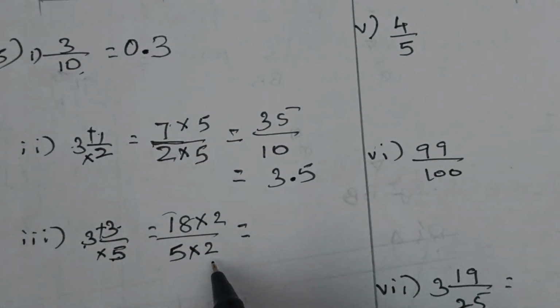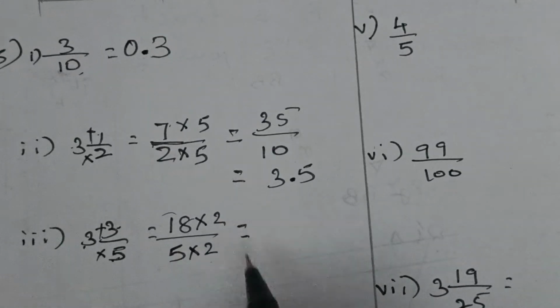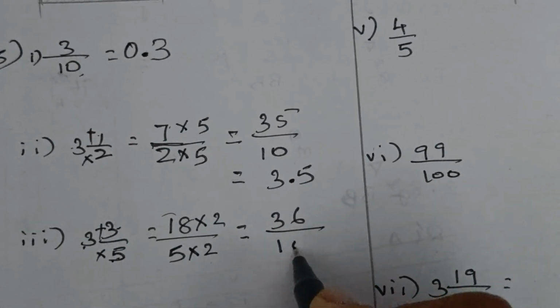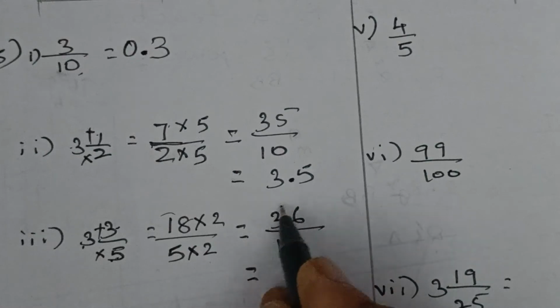With whatever number you multiply the denominator, multiply the numerator also by the same number. Got it? So 18 2s are 36 by 10. Now tell me, so simple. How to convert? What is the step we are following?